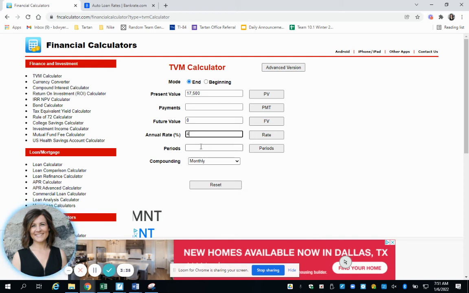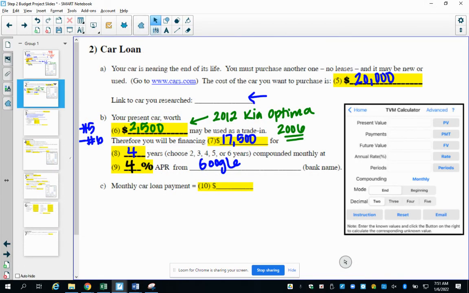Our interest rate is 4%. And we're going to be paying this monthly for 4 years. So 4 times 12 is 48. And then click payment, and that will be your car payment. Okay, $395.13. So you can put that in there, and that's how you do the car loan.